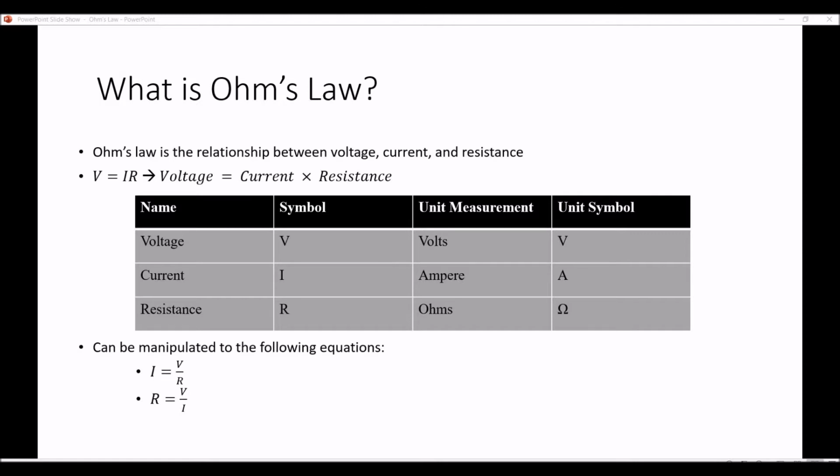Now I have a little table here set up for Ohm's Law and some things you should know. You should know voltage, current, resistance, the symbol, which is voltage V, current I, resistance R, the unit of measurement: voltage is volts, current is ampere, resistance is ohms, and the unit symbol for the measurement. Volts is V, amperes is A, and ohms is the ohm symbol. And for amperes, most people also call it amps, which is the short form.